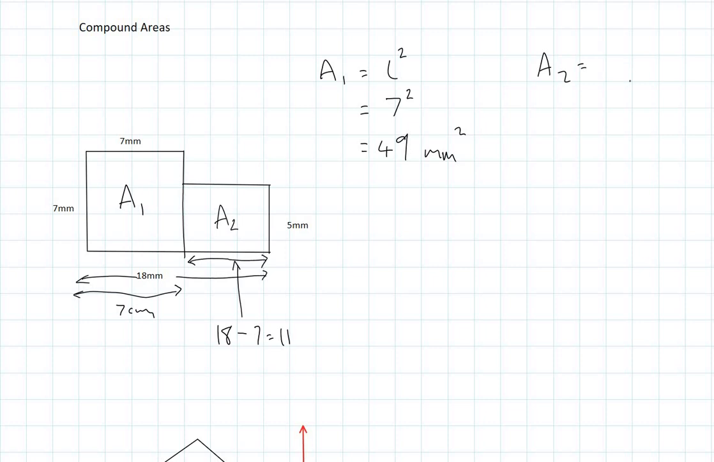Oh, why am I doing this? Oh, what am I doing?